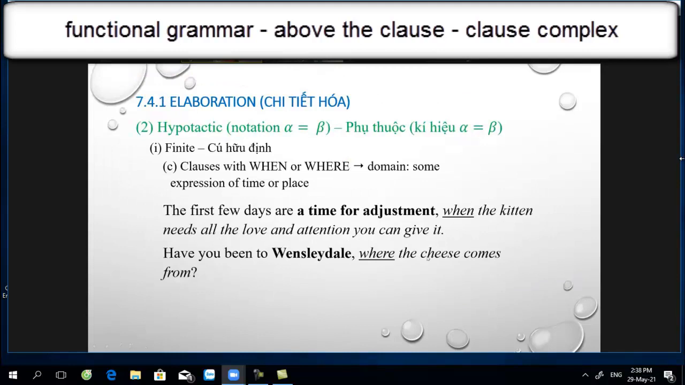And now, the first part in hypothetical, when and where, and its domain is some expression about the time or the place. I just read the example. The first few days are a time for just adjustment, when the kitten needs all the love and attention you can give it. The second one, have you been to Wensleydale, where the cheese comes from? Okay, so I have bold and underline the when and where and the word it modify for.